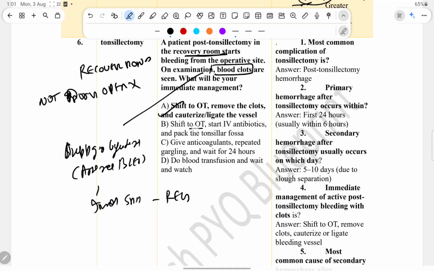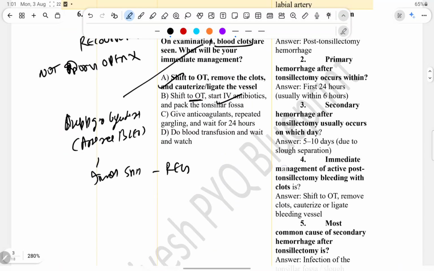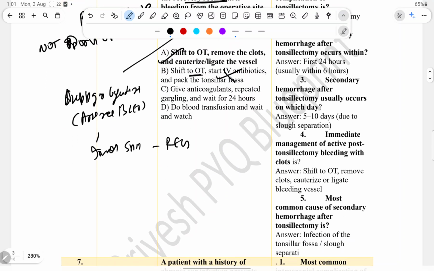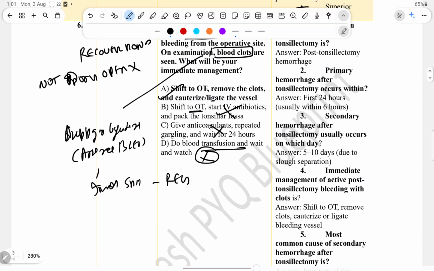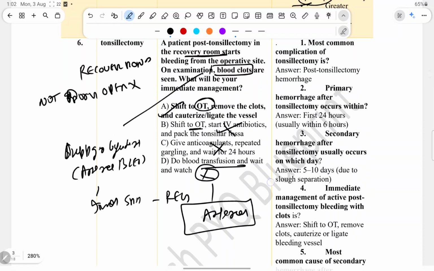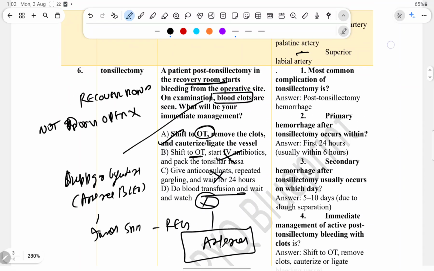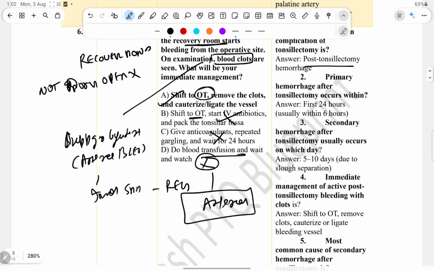Shift to the OT, and when we have shifted, then remove the clots. Start anticoagulants and repeat cannot be the answer. Blood transfusion, no. We do not have to wait, because it is an arterial bleed. It can lead to serious complications. The most common complication of tonsillectomy is post-tonsillectomy hemorrhage.